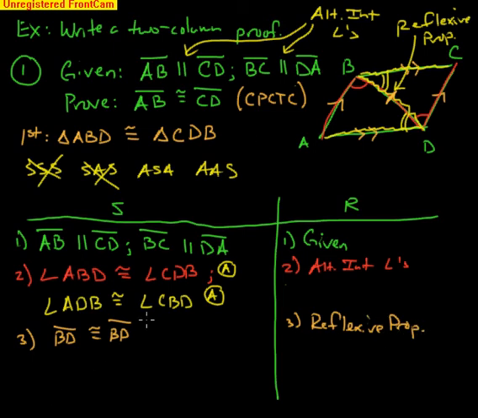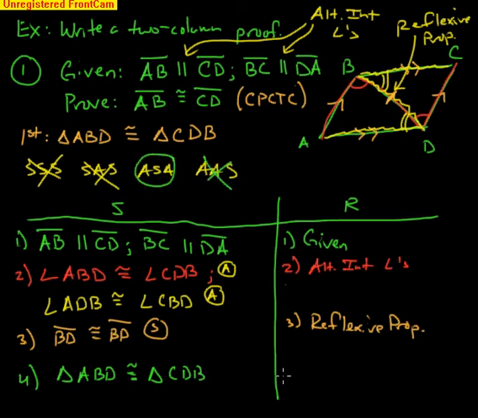So, we know a side. It's the side in between the angles, so we can now say that the triangles are congruent. Triangle ABD is congruent to triangle CDB. And if we look, we found the side in between, so it's angle, side, angle, not angle, angle, side.